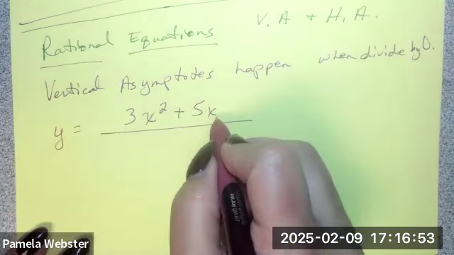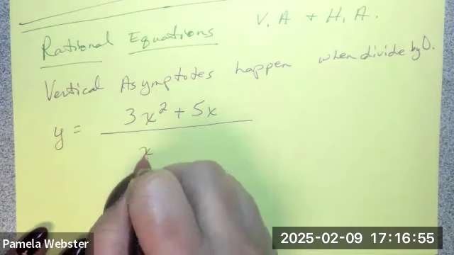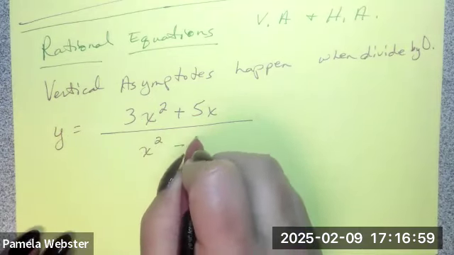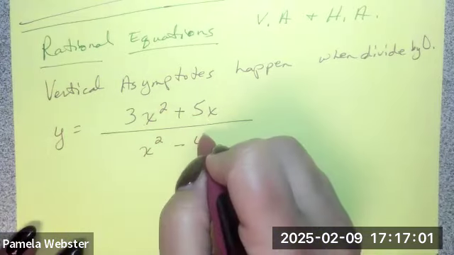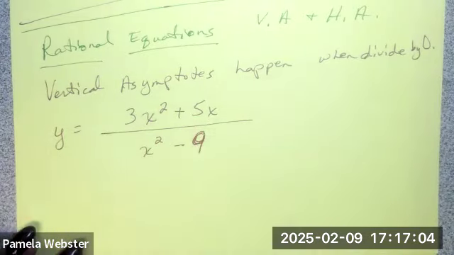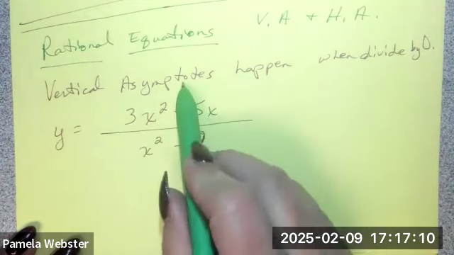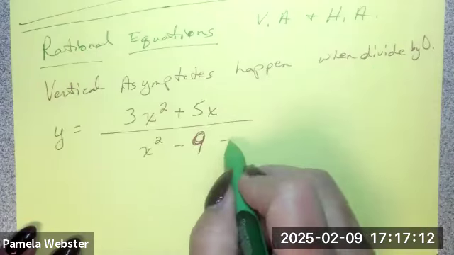Y equals 3x squared plus 5x on the top, and on the bottom, let's do x squared minus 4 because we just did that one. Let's do minus 9. Okay, x squared minus 9. It's never good whenever I make this stuff up off the top of my head. I'm sorry. Okay, so vertical asymptotes happen when we divide by 0.